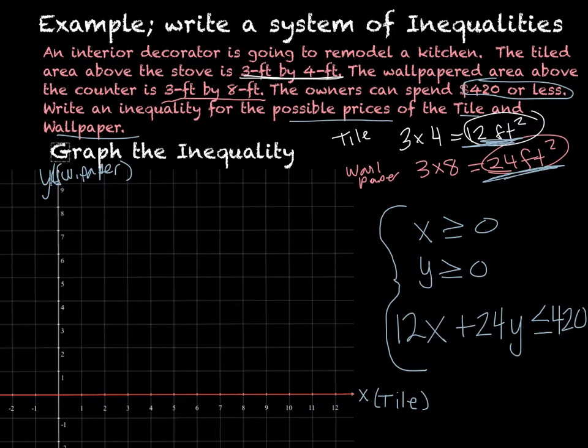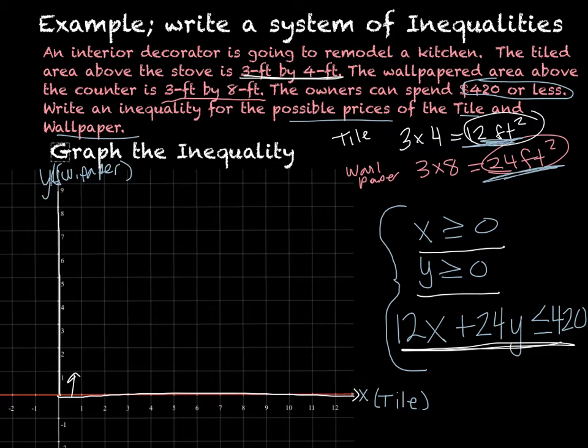Sometimes you'll have more of these types of equations, but in this case we only have the one. So we have x is greater than or equal to 0, and y is greater than or equal to 0. So if I were to graph that, y is greater than or equal to 0, so I know I have to shade up, and x is greater than or equal to 0, so I shade that direction. Now I have to figure out how to graph the other one.